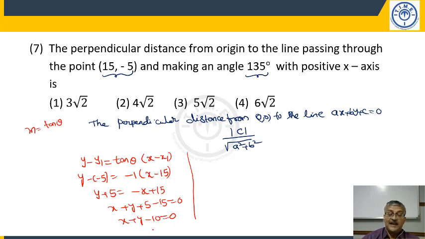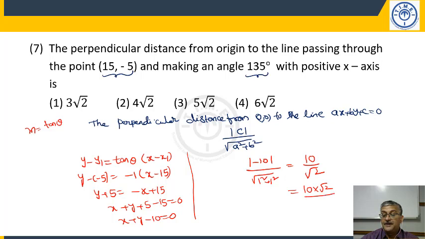Now we know the line and we know the point, so apply this formula. Mod c, here what is the c value? It is simply minus 10 by root over a square plus b square, 1 square plus 1 square. That is 10 by root 2. We rationalize this, multiplying both numerator and denominator by root 2. So you will get 10 root 2 by 2, which is nothing but 5 root 2. So what is the correct answer? 5 root 2. The third option is the correct one.